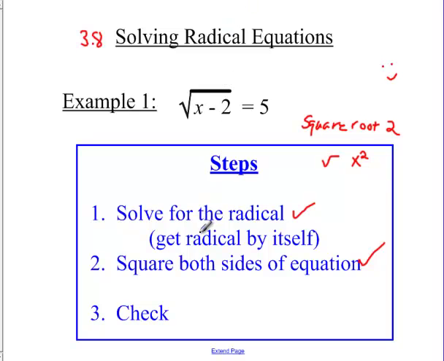And the last step is very important: the check. If you forget the check, shame on you, because there are things called extraneous roots that start popping up. And that check is just easy. You can check on a calculator, and we can teach you how to store and recall on a calculator.